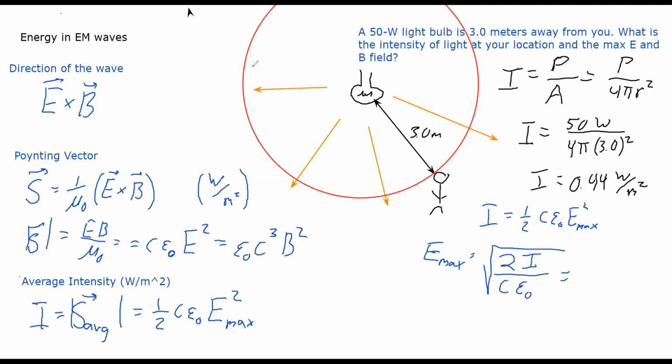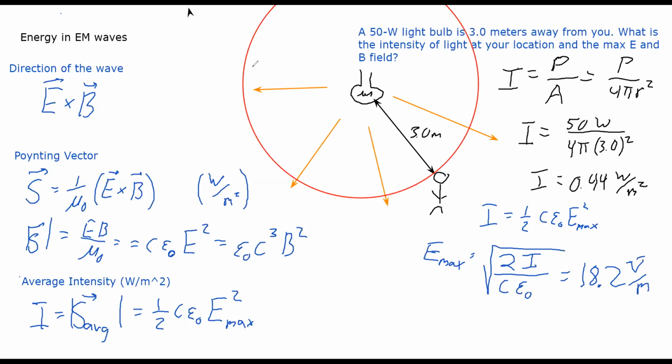Okay, so it's just a matter of plugging that into our calculators. Let's see. Make sure I do this correctly here. All right, so I get 18.2 volts per meter. And so that's our electric field.